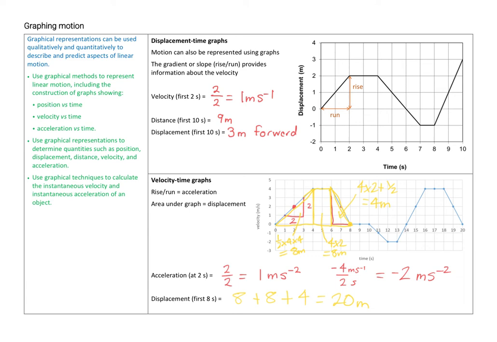We don't do acceleration time graphs that often. You might get an odd one in a question, but say if we looked at the acceleration versus time graph for the first 4 seconds here, well, that would just be a flat line at 1 metre per second squared, because that's what the acceleration was.